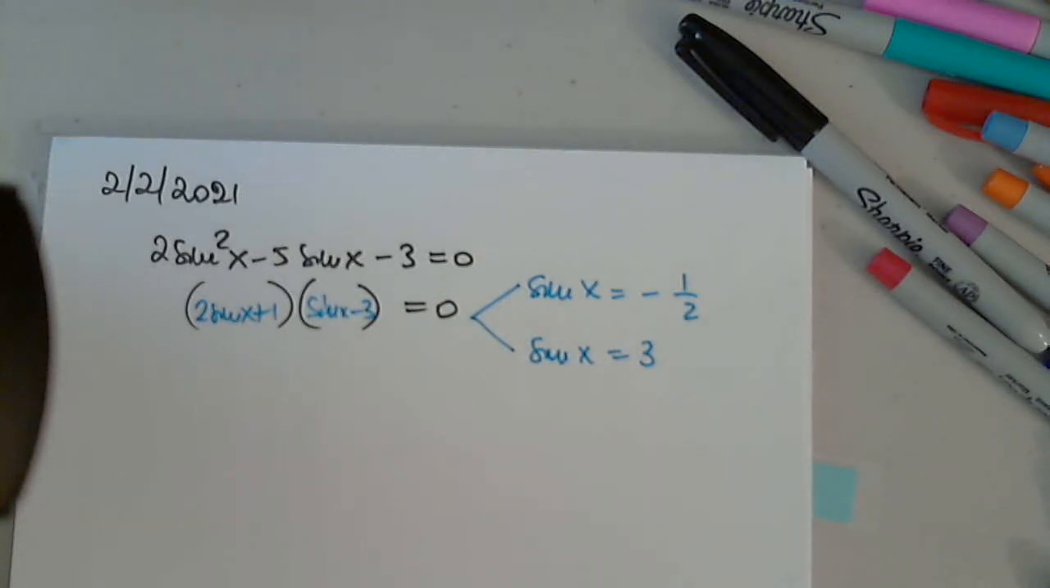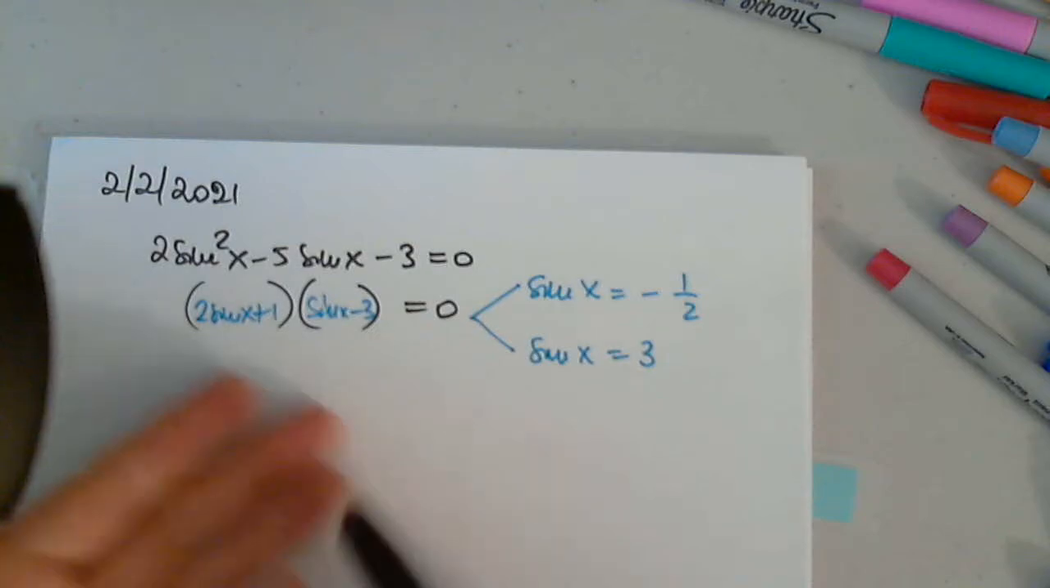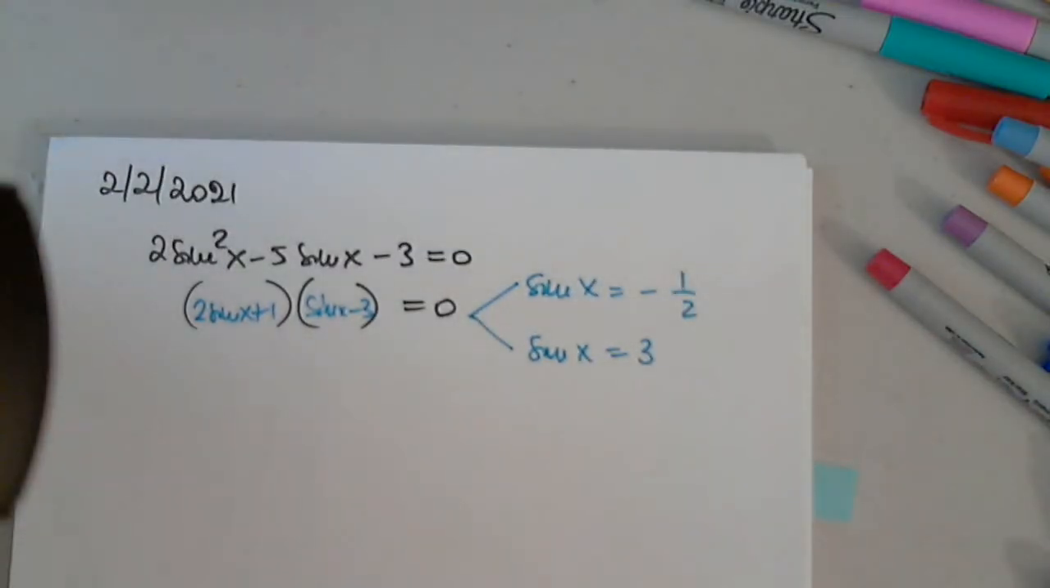Who gave us the factored form? Was it Derek? Yes. Thank you. Is this okay, everyone? Yes. Okay, in case you have any difficulties, no one is asking you to factor, just use the quadratic formula and get sine x equals -1/2 and sine x equals 3, correct?